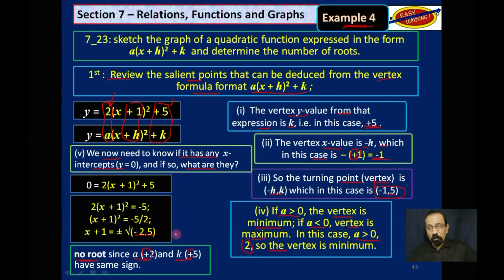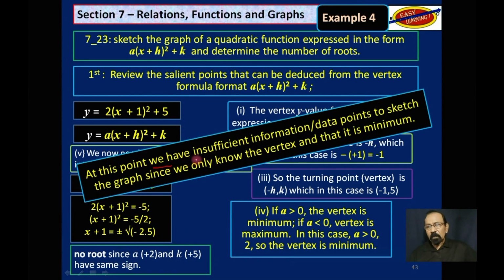So it has no root. So at this point, we have insufficient information or data points to sketch the graph, since we only know the vertex and that the vertex is minimum. That's all we know. We do need to know at least 1 or 2 more points on the left of that axis of symmetry and 1 or 2 more points on the right of the axis of symmetry.